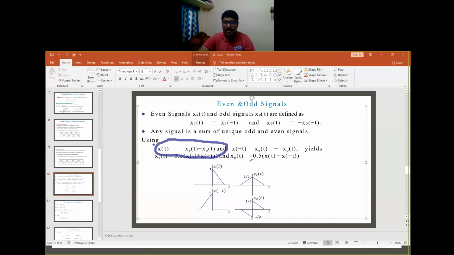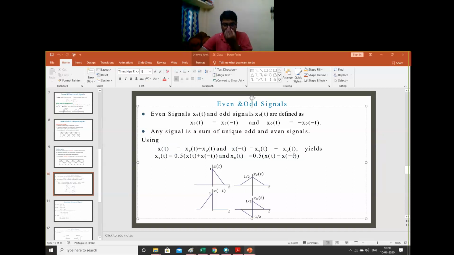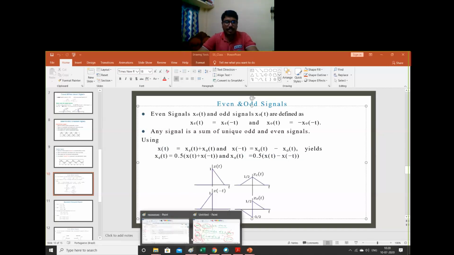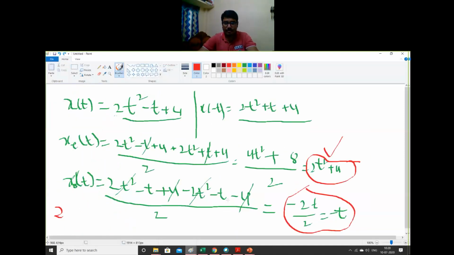What is the next part? x_e(t) minus x_o(t) will be x(-t). Can we verify that also? Yes, so we will go with a verification. So x_e(t) minus x_o(t) I have to do. This is my x_e(t). This is my x_o(t).